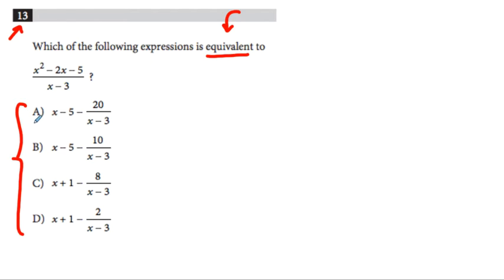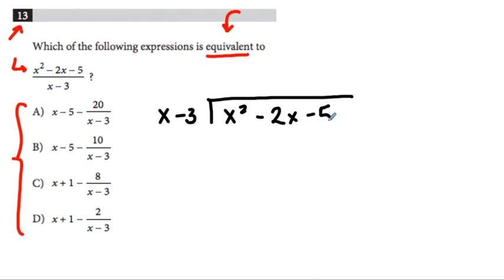So I look at this rational expression, and yeah, I'd always want to check and see if I could simplify the top by factoring, but it's not factorable. So the only way to simplify the expression would be to use polynomial long division. All right, so I'm going to divide x minus 3 into x squared minus 2x minus 5.